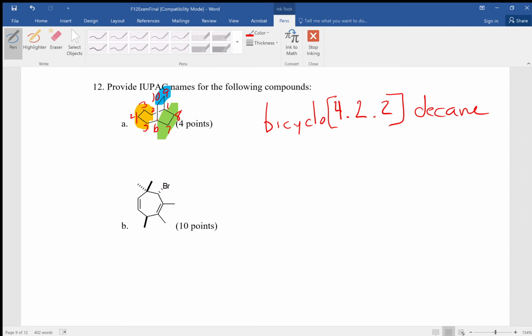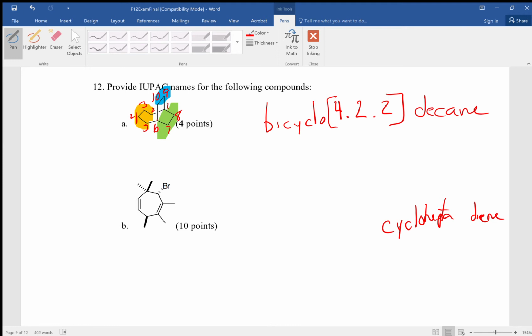Now in part B we have a cycloalkene, and we can see clearly that there's 7 carbons in this ring, as well as 2 alkenes. So we're going to have cyclohepta, and then for the 2 alkenes, diene. But where do we start? Well, we always start with the alkenes. Remember that alkenes always get priority in naming over any substituents that might be present.